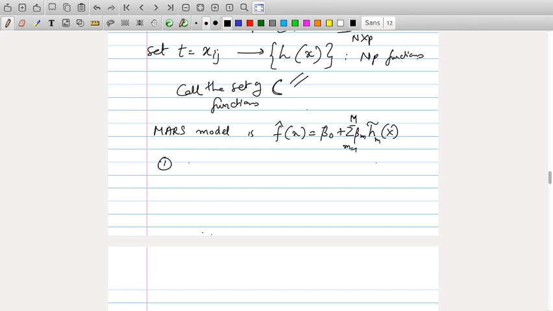So the first thing, step 1. I'm going to first find beta naught. And how am I going to find beta naught? I'm going to first also choose the loss function to be squared loss. Squared loss, the usual loss. This is the MARS model.